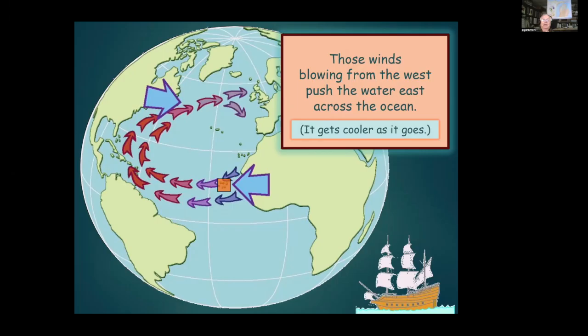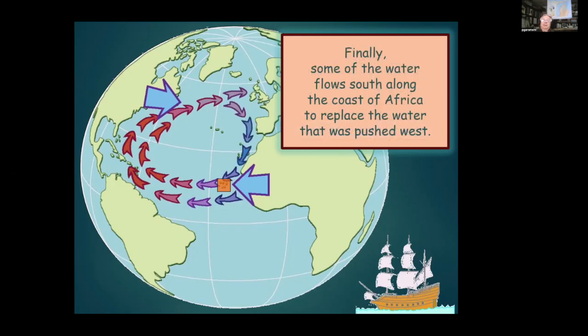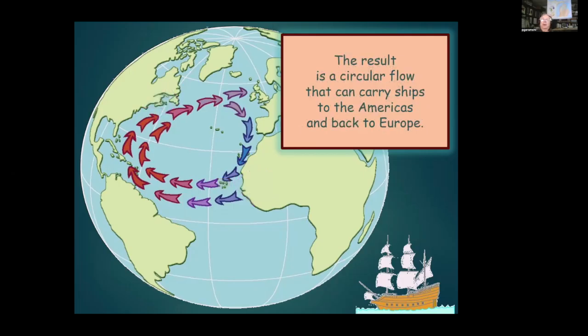But that water is getting cooler and cooler as it goes, partly because it gets icebergs in it from around Greenland and so on. And then finally, some of that water flows south along the coast of Africa to replace the water. And what you wind up with is this big circular flow that could carry ships to the Americas and back to Europe very efficiently.